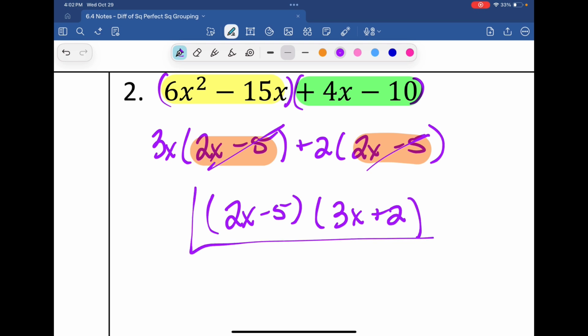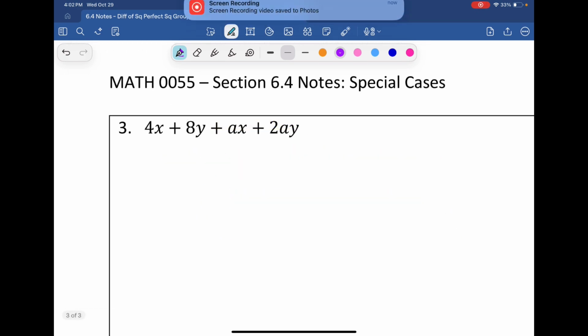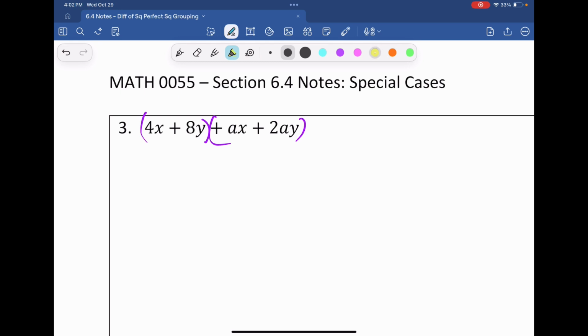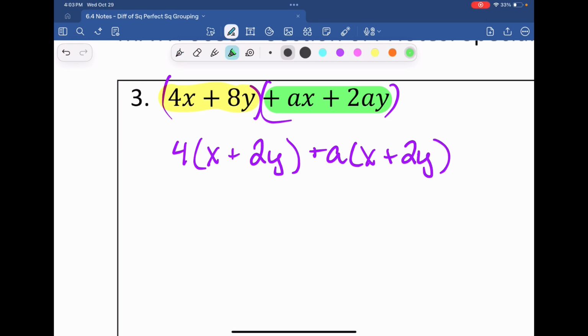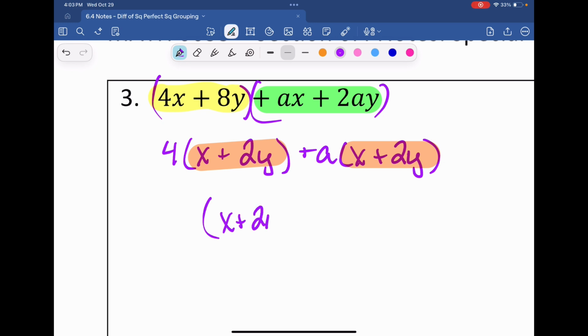Those first two terms have a GCF? You do. Group first 2 and last 2. Group 1, group 2. That's 4, so that is x plus 2y. Okay, a little less obvious on this one. That GCF is a. x plus 2y. Common binomial. Whatever is left.